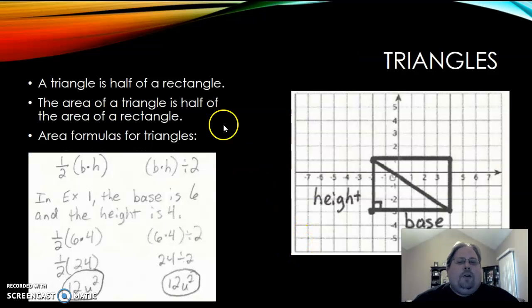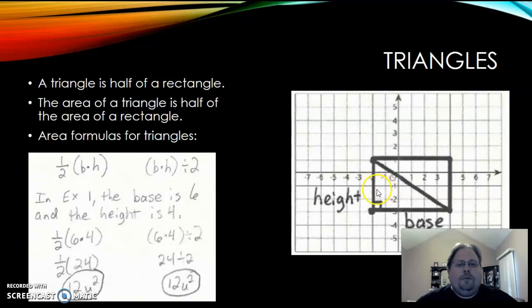When we're looking at triangles, here I've drawn a rectangle and then divided it in half and created two triangles. So the area of this triangle is going to be half of the area of the entire rectangle. Now we can use these formulas to find the area of a triangle. We have 1/2 times base times height, or base times height divided by 2.